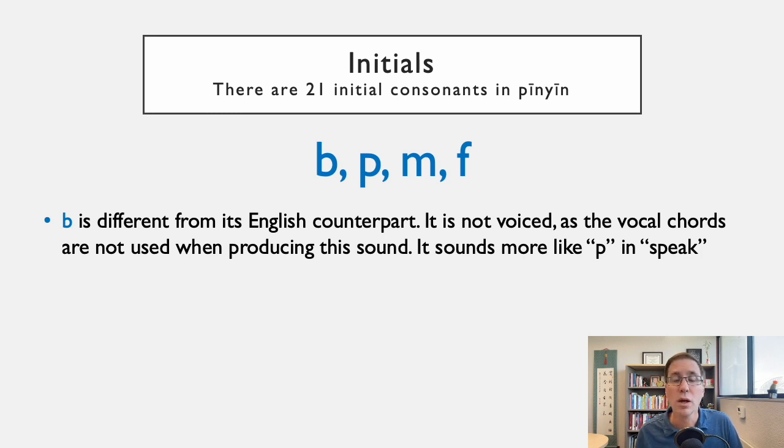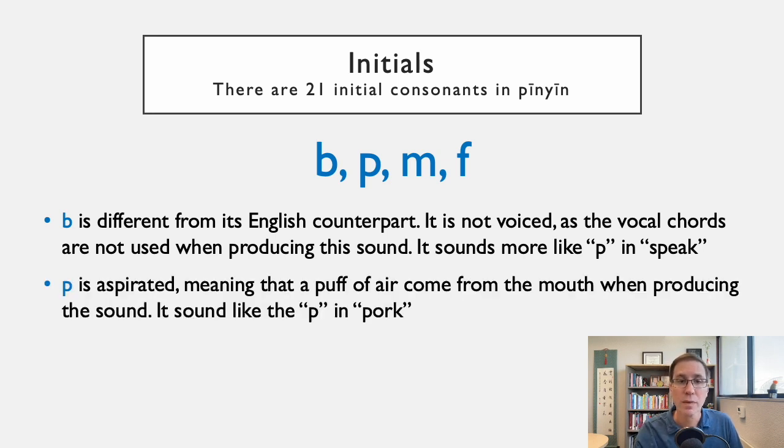跟我说波波. The P is aspirated, meaning when you pronounce it, if you put your hand in front of your mouth, you're going to feel a puff of air coming out of your mouth. It sounds like the P in pork.